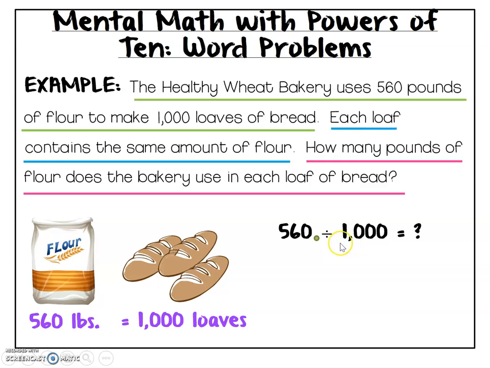I can see that I have a power of 10 with 3 zeros. That means I'll shift my decimal point 3 place value positions to the left because I know that I'm going to end up with a lesser number. So I'll go 1, 2, 3 spaces, which means that each loaf of bread has the same as 0 and 560 thousandths pounds of flour. So that's how you'll use powers of 10 in word problems where you have to divide.